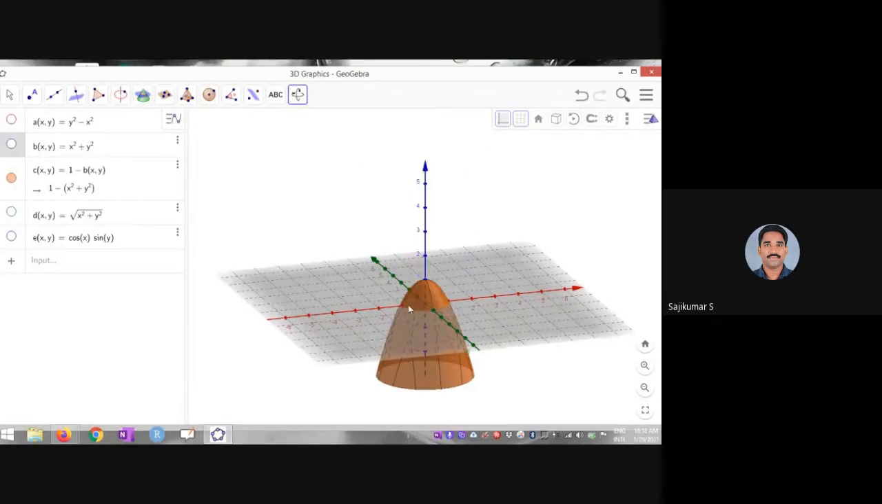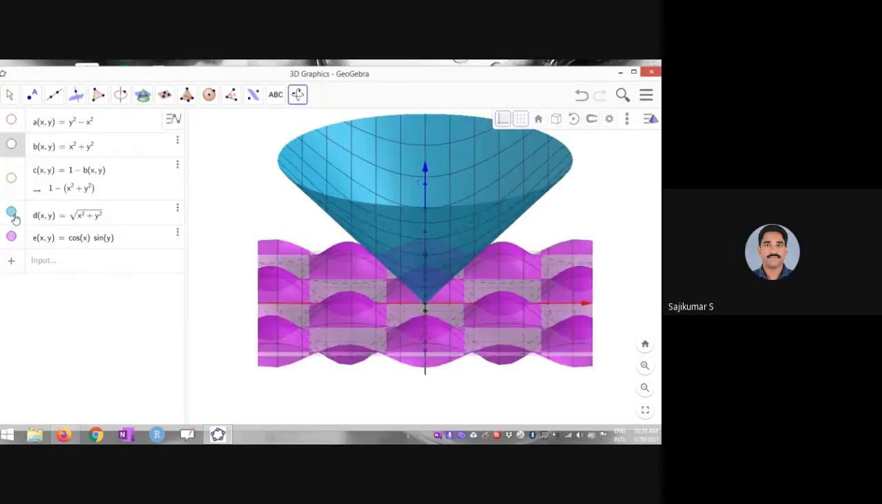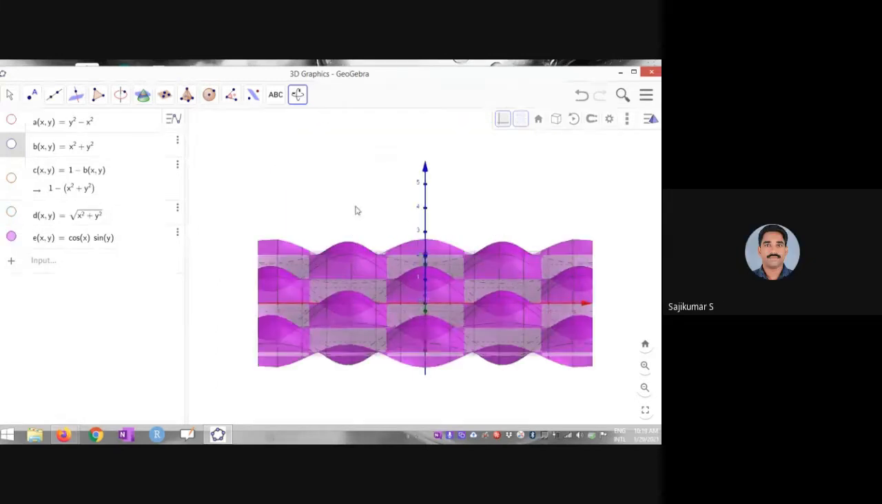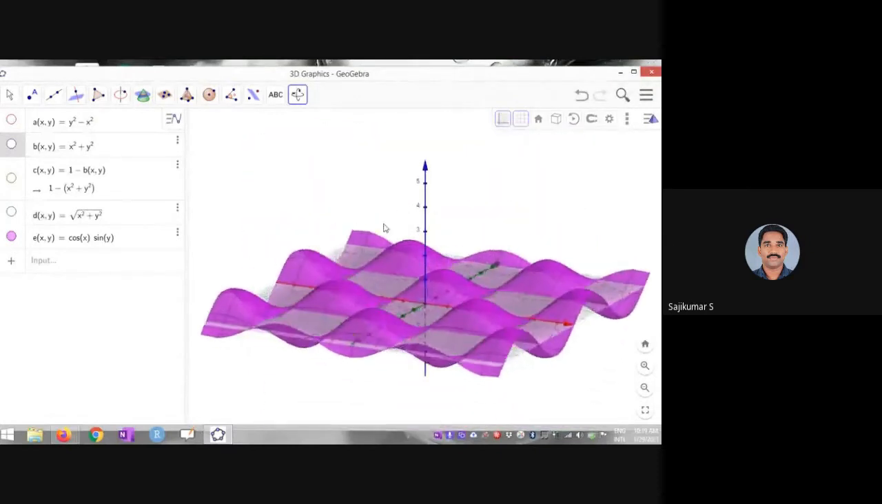Some portion of that paraboloid lies above the xy plane. And see another one. What is the name of this surface? This is the equation f of x comma y, or z is equal to square root of x square plus y square. And see another surface. This surface is generated by the equation z of xy is equal to cos x into sin y. This is the graph of cos x into sin y.